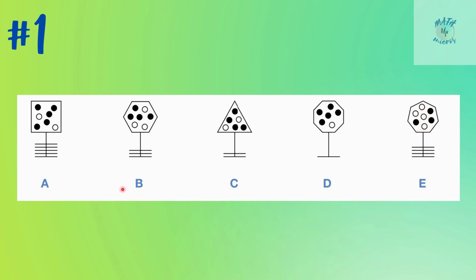So I guess the option should be A, which is the odd one out. So let me check. So you have how many straight lines? 1, 2, 3, 4, 5. 5 straight lines are there. You should have 5 white circles, but it is not. You have just 2 circles. So which means the option is A. So A is the odd one out from the rest of the category. Let's move on to the next slide.